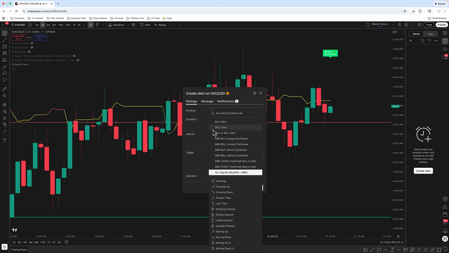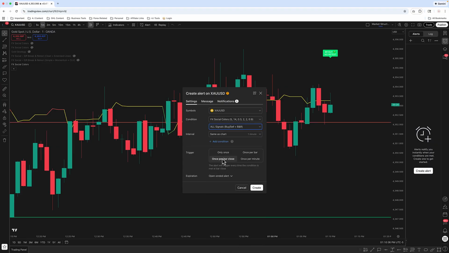But let's say you want to do something specific. Let's say you only want to do buys and sells only. But let's say you only want to do a break and retest of the loose confirm, or the break and retest of the strict confirm. With the strict confirm, you're going to see a lot less of it. It's just more strict on how it confirms. That's all that means. Or maybe you want the buy and sell of the loose, or the buy and sell of the strict. But the easiest one I would say is just to do all of them, and then do once per bar close.